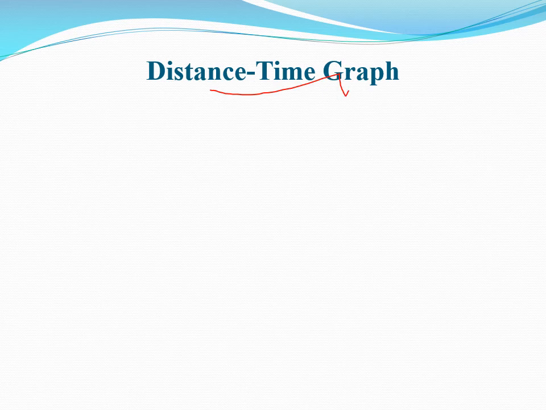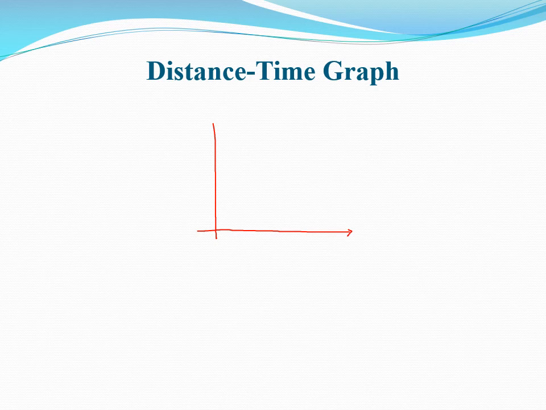It is useful to represent the motion of objects using graph. The terms distance and displacement are used interchangeably when the motion is in a straight line. In a distance time graph, time is taken along horizontal axis, while vertical axis shows the distance covered by the object. That is, we also just discussed it.